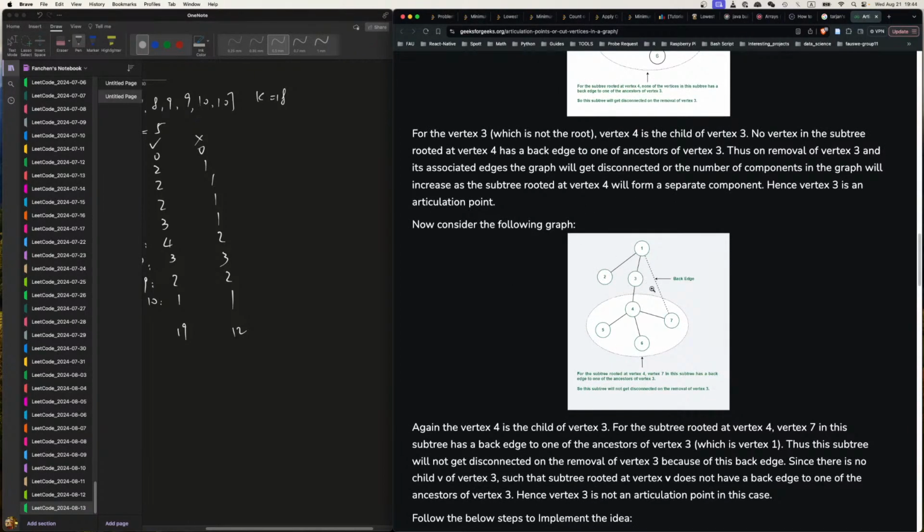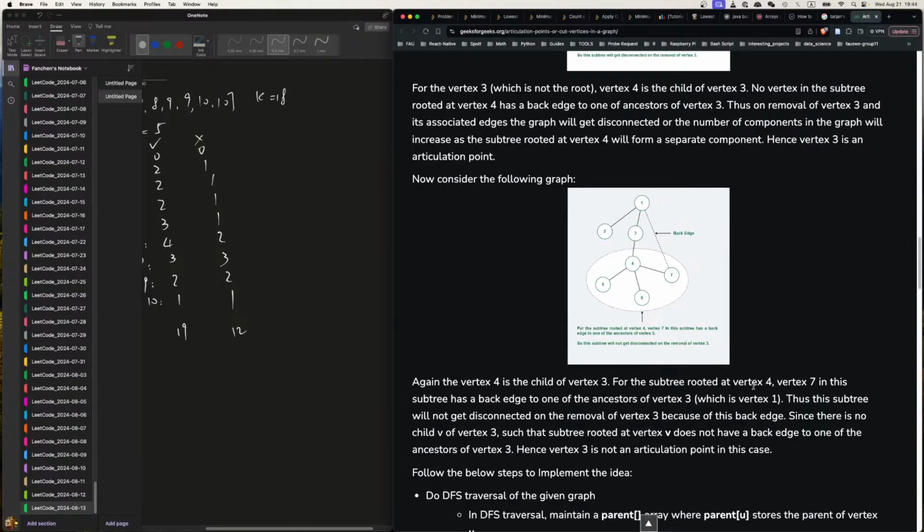Now consider the following graph. Again, vertex 4 is the child of 3. For the subtree rooted at vertex 4, 7 has a back edge to one of the ancestors. Thus, this subtree will not get disconnected, because we have a back edge. Okay, yeah, that I understand. There's no child V of vertex 3 such that the subtree rooted at vertex V does not have a back edge, so vertex 3 is not an articulation point in this case.